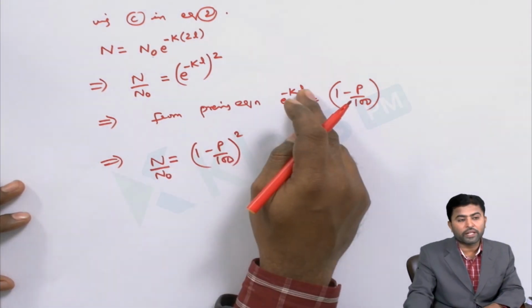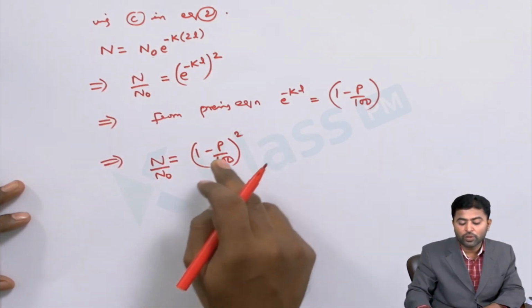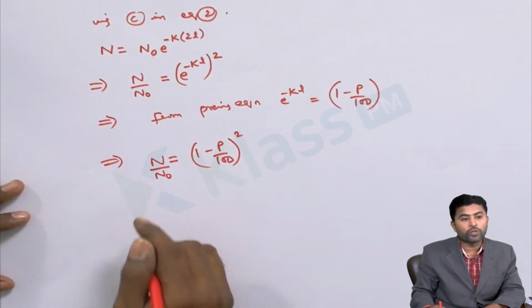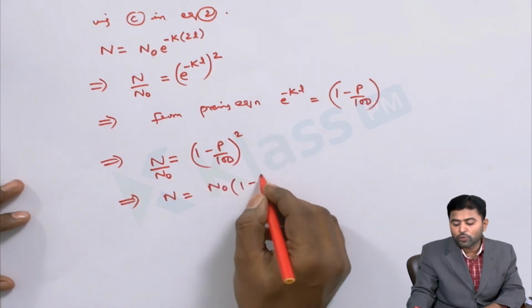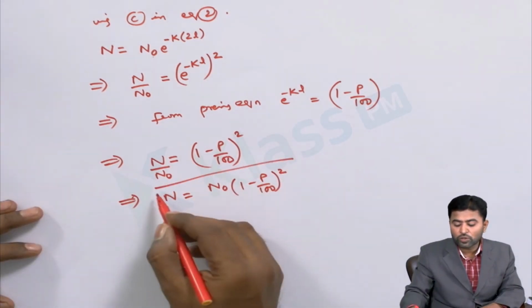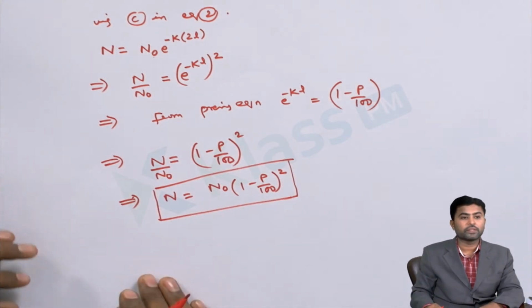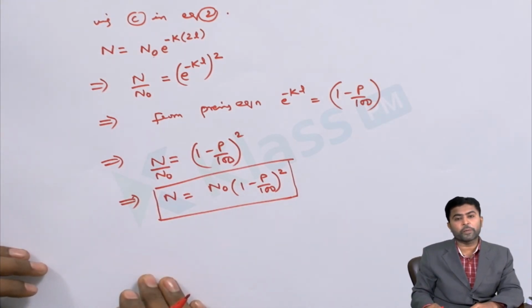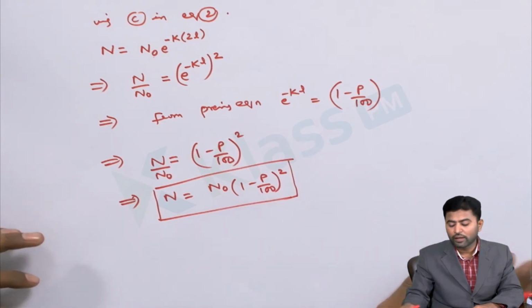I'm using the e power minus kl value in the previous equation. So I'll get n by n naught is equal to 1 minus p by 100 whole square. Or I can write it as n is equal to n naught into 1 minus p by 100 whole square. So this much amount will remain at the end of 2l years. He mentioned there that p% of the original amount disappears, then how much will remain at the end of 2l years? This much remains at the end of 2l years.